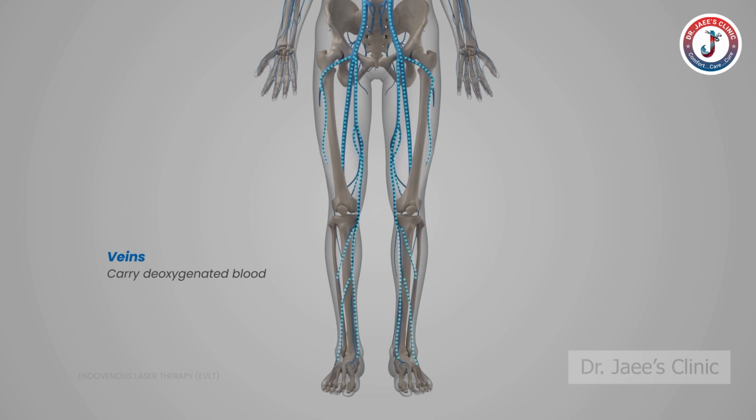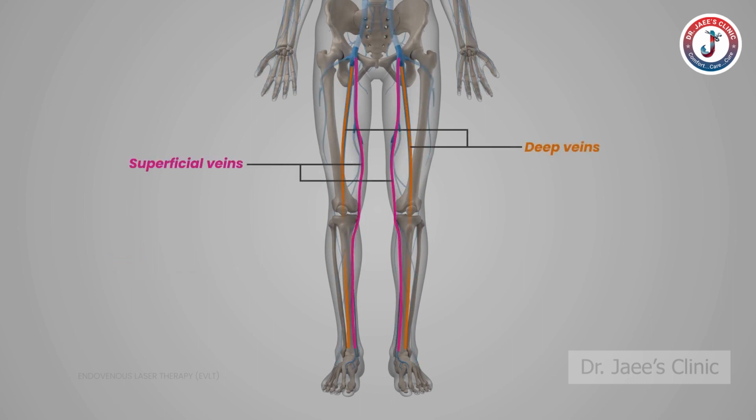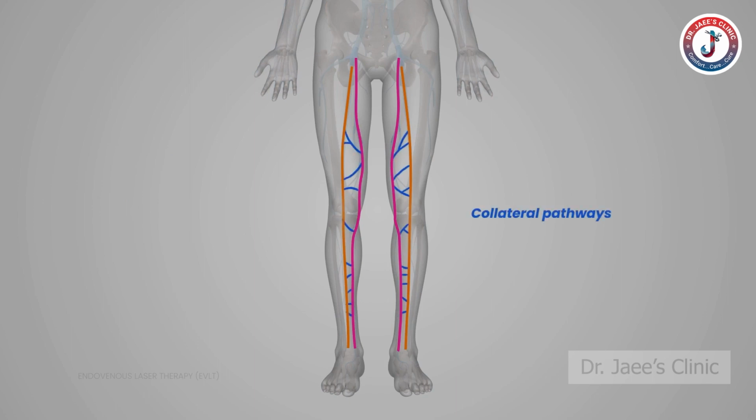or oxygenation. The leg comprises two systems of veins, superficial and deep veins. The great saphenous vein is a superficial vein. Between these two systems, there are numerous collateral pathways to allow normal venous blood flow. When the diseased superficial system is treated, the blood gets rerouted into the deep system without affecting blood flow in the leg.